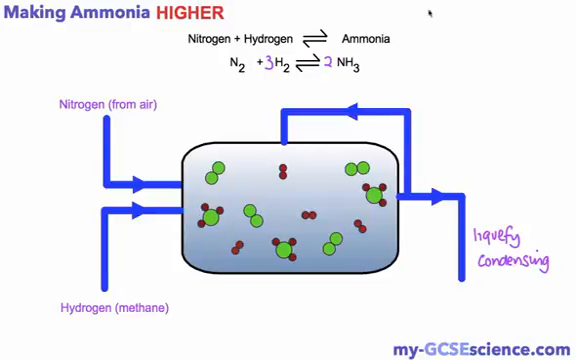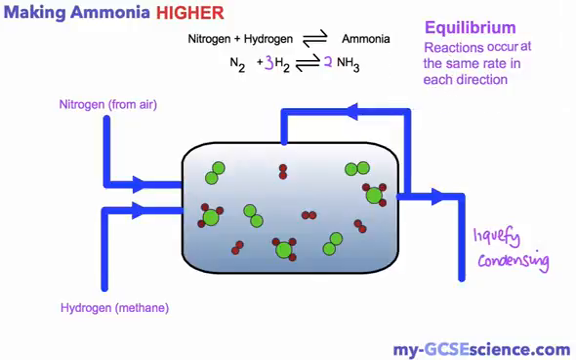The rate of reaction in both directions has reached what we call equilibrium, and that means that the reactions occur at the same rate in each direction. So the ammonia is being produced at the same rate as the nitrogen and hydrogen, and what we really want to do is make sure that we get as much ammonia produced as possible, and we want to encourage the forward reaction as much as we can.